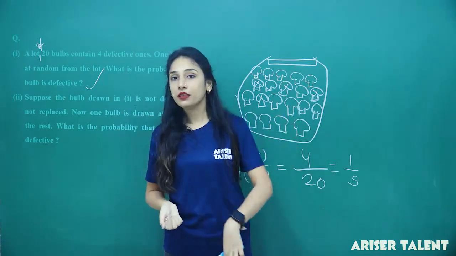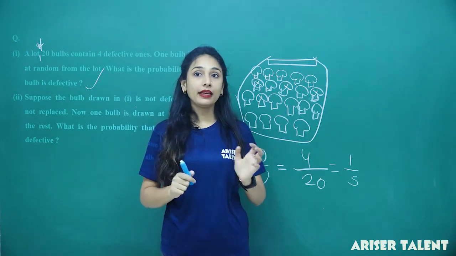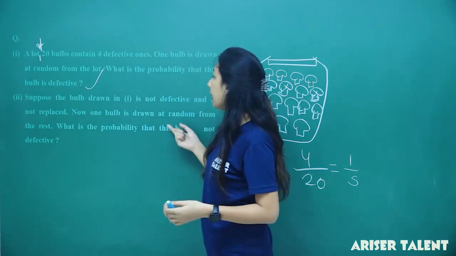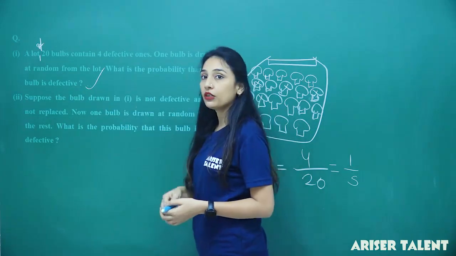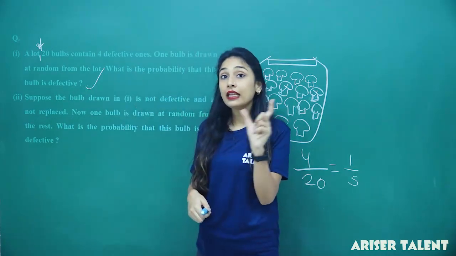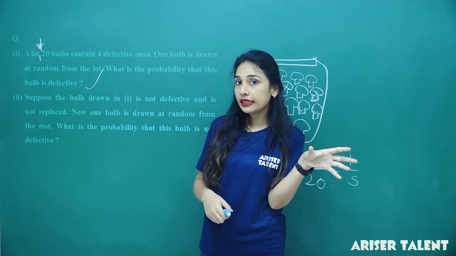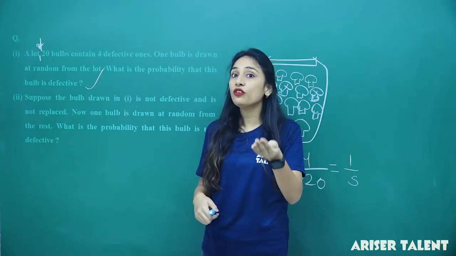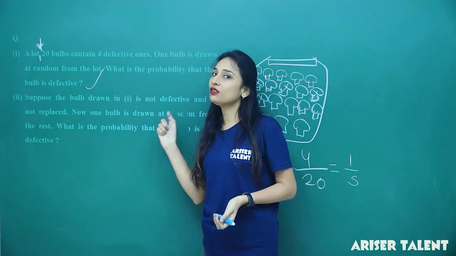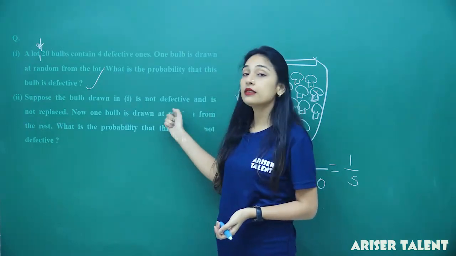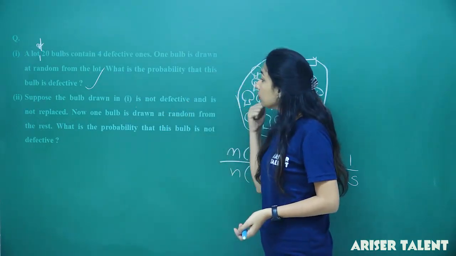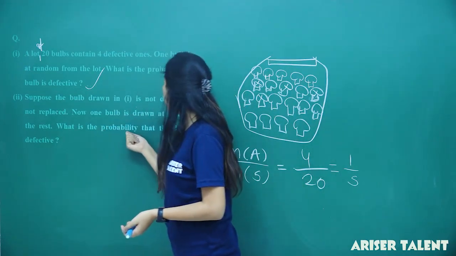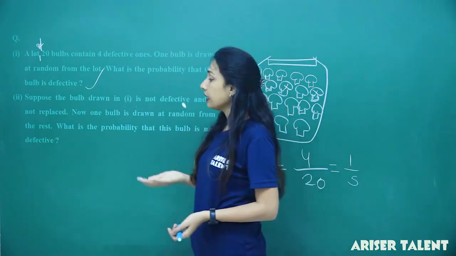I have picked one bulb from that bag. Now how many bulbs remained in that? That is 19. And it is said that the bulb I have drawn is not defective. So basically in that 19 we are having 15 good bulbs and 4 defective, because what I have drawn is not a defective one. Now one bulb is drawn at random from the rest. What is the probability that this bulb is not defective?